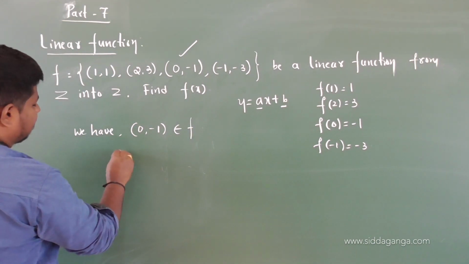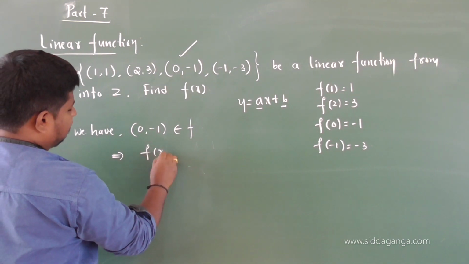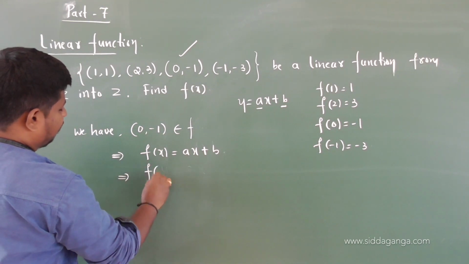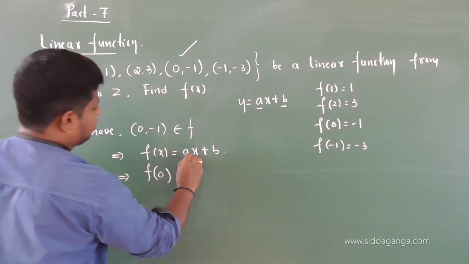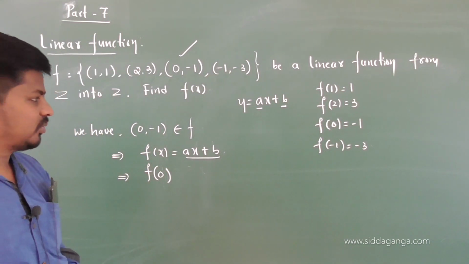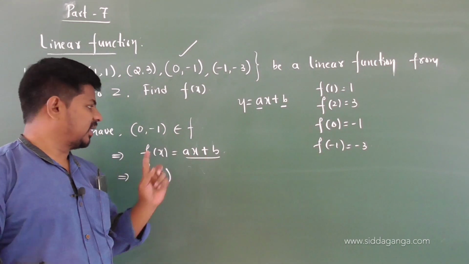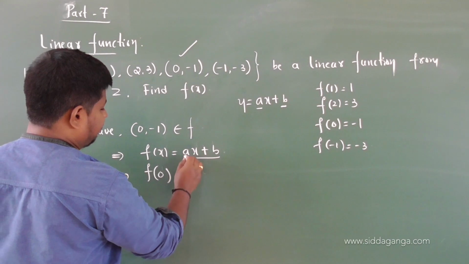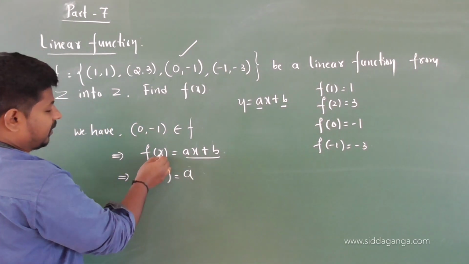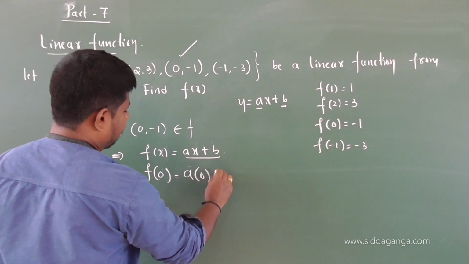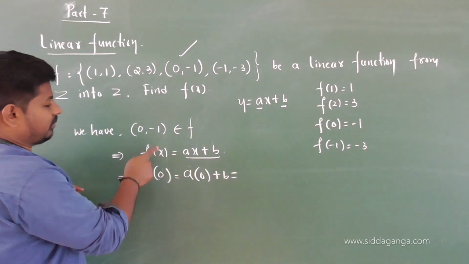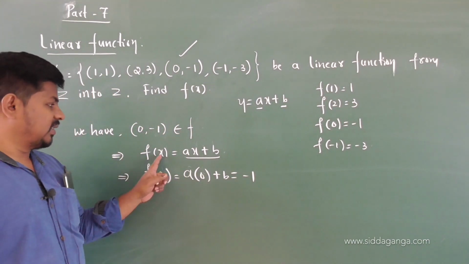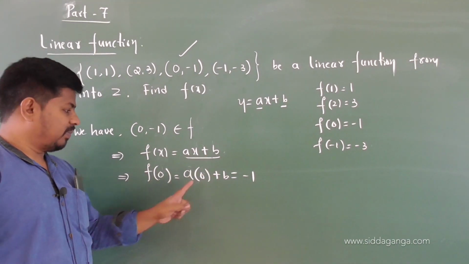Okay, this implies f of x is equal to ax plus b, or y is equal to ax plus b. This gives f of x when x is 0, so this gives the y value. Whatever you get on the right side of this f of x is the value of the range, the y value. So ax plus b, with x equal to 0, gives 0 plus b. This is given: when x is 0, y is -1. When x is 0, this is -1.